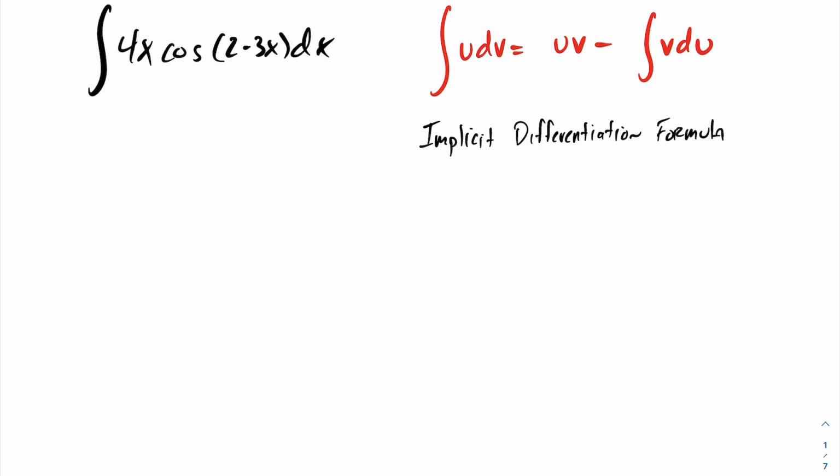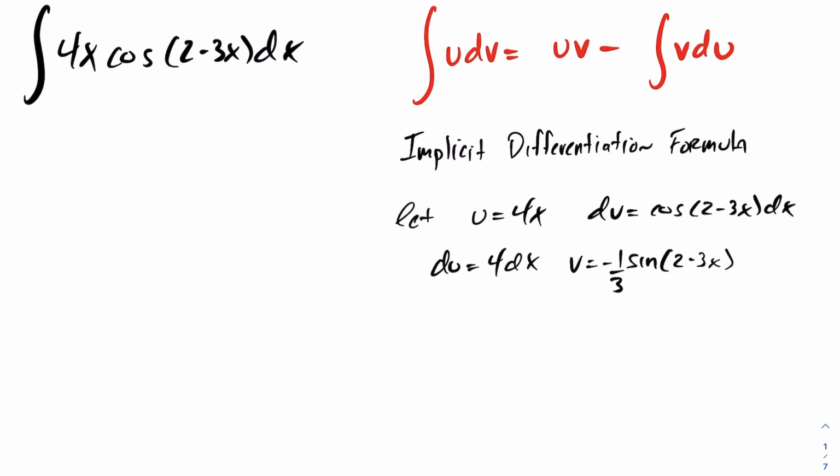So I'm going to go ahead and choose our substitutions, what I want to let u equal and what I want to let dv equal. I'm going to let u equal 4x, and I'm going to let dv equal the cos of 2 minus 3x dx. Doing so, we get du is going to equal 4 dx, and the antiderivative of your expression here is going to be negative 1/3 sine of 2 minus 3x.